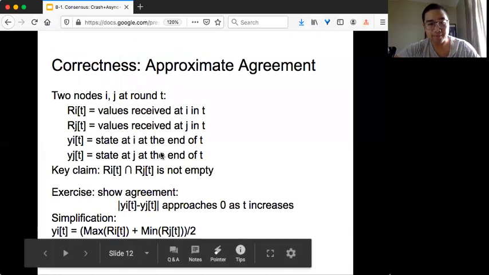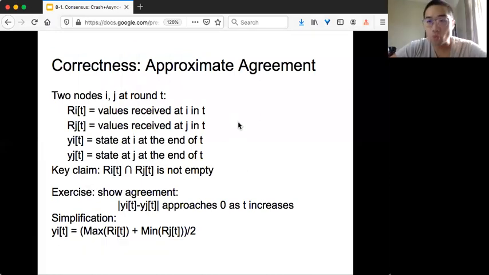Now we have the key claim. So the next exercise is showing this approximate agreement, or sometimes we call it convergence. We define yi^t and yj^t, and they must approach 0 as t increases. This relies on the key claim that Ri^t and Rj^t share a common value. And there's a simplification I want to make for you. If you remember, our algorithm takes the average of Ri^t, but right now for yi^t, I just take the max of Ri^t plus the minimum of Ri^t and divide by 2. That's your new state. Anything in the middle, I don't really care.